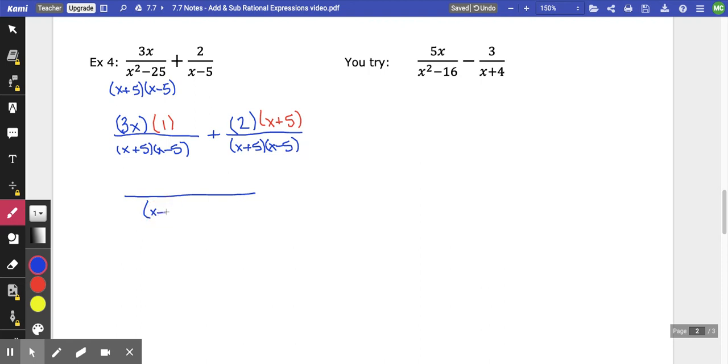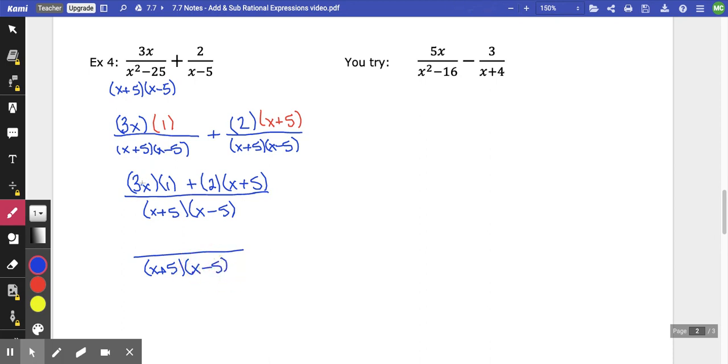So I'm going to go ahead and write down one big fraction with the common denominator underneath the whole thing. So keeping the denominator the same. And then I can write down what it says to do with my numerators. So I've got 3x times 1 plus 2 times x plus 5. And now I just need to simplify. I'm going to keep that denominator the same, x plus 5, x minus 5.